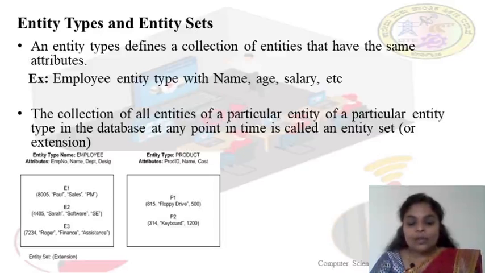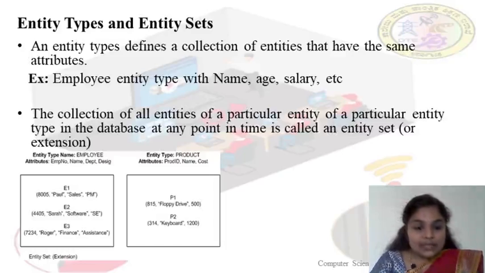Clear? So entity sets means what? The collection of all the entities of a particular entity type. See, this is one entity type. Employee is one entity type. Product is another entity type. You should not confuse between employee and product. And this Paul, Paul is an entity under the employee entity type.